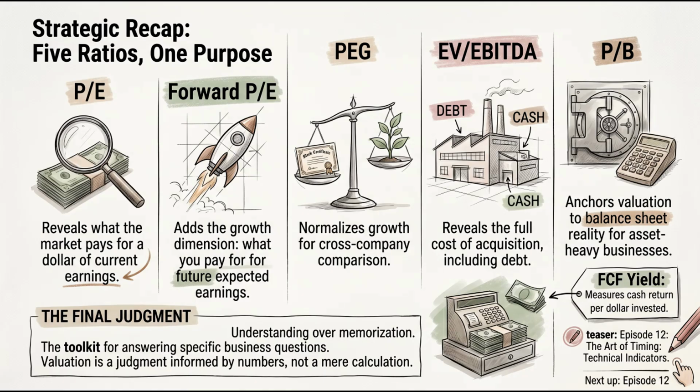Let's recap our toolkit. The price-to-earnings ratio tells you what the market pays for a dollar of profit. The forward ratio adds the growth dimension. The PEG ratio normalizes that growth for cross-company comparison. The enterprise value to EBITDA reveals the full cost of acquisition, including debt. The price-to-book ratio anchors valuation for asset-heavy businesses, and the free cash flow yield measures the actual cash return you receive. Together, these form a complete system.